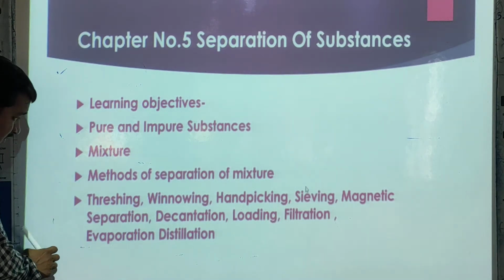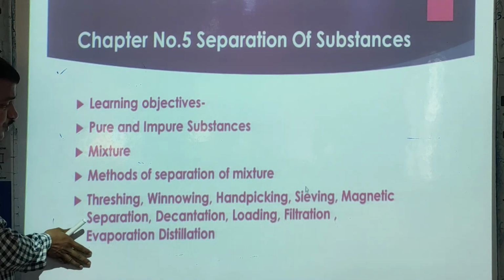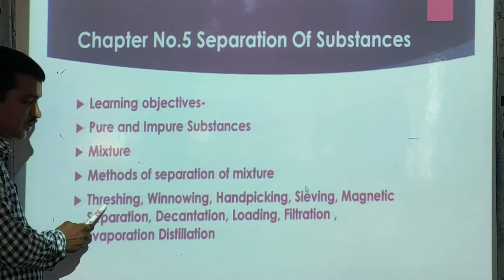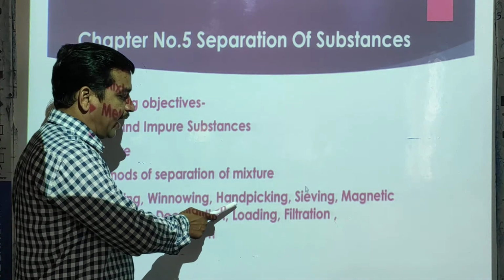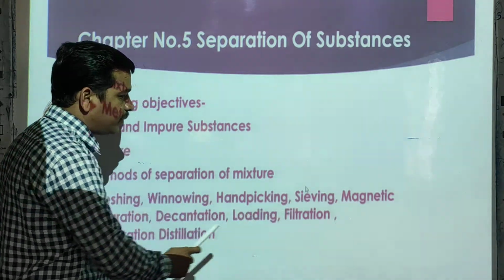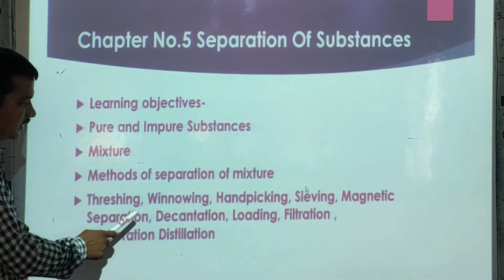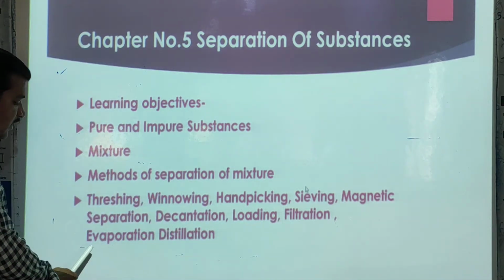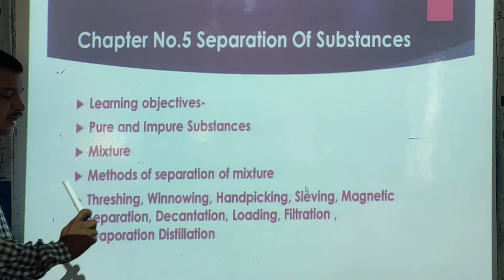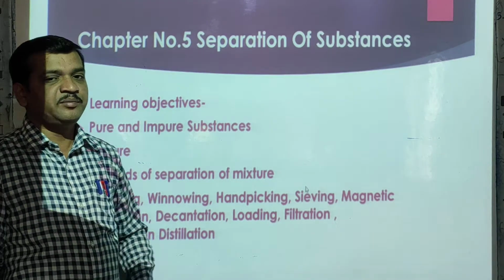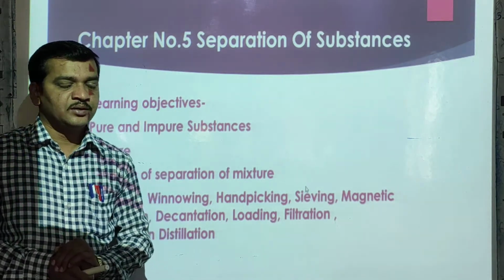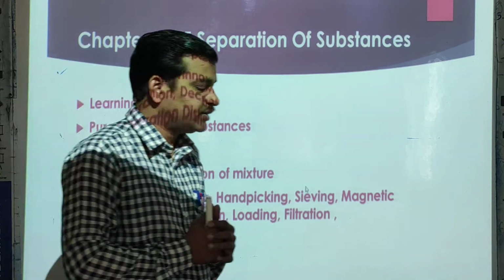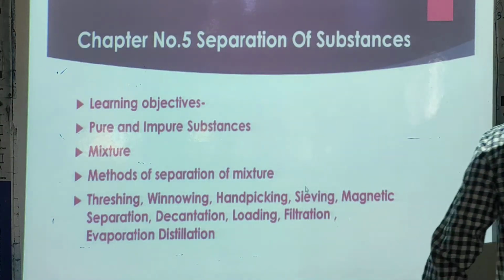Next, different methods are used for the separation. The methods are threshing, winnowing, hand picking, sieving, magnetic separation, decantation, loading, filtration, evaporation and distillation. These many methods we are going to learn throughout the lesson. Okay students, so we will start our lesson.